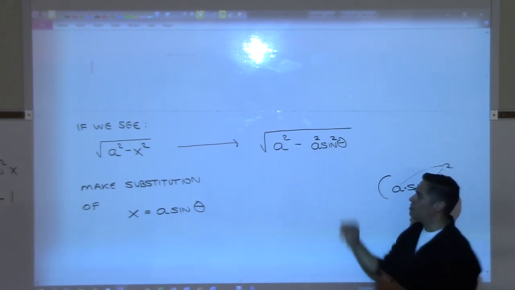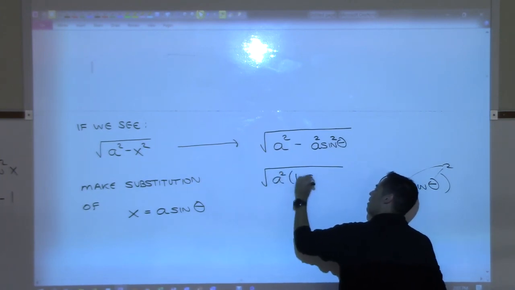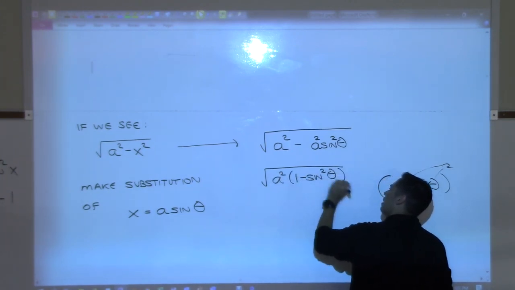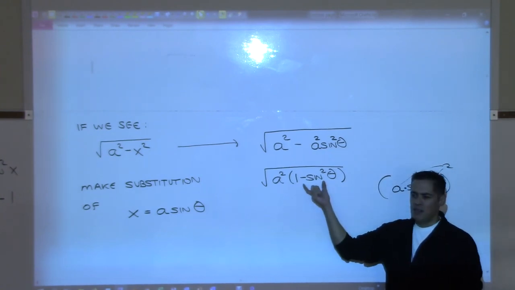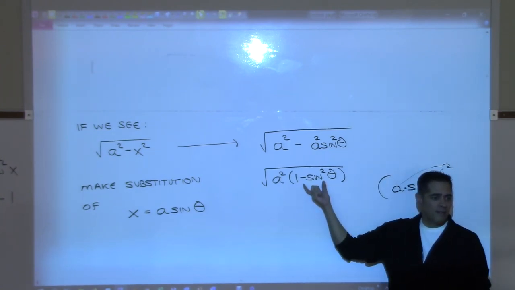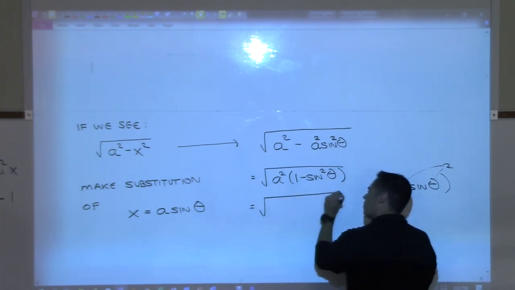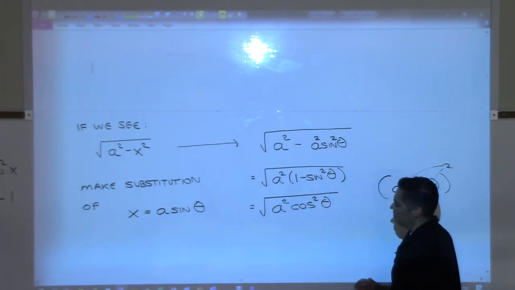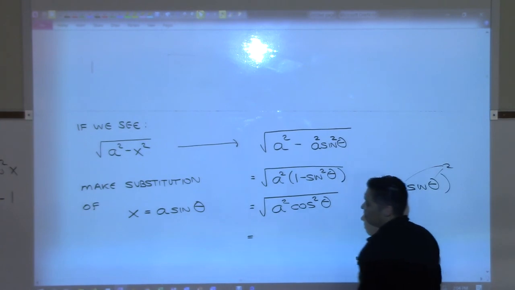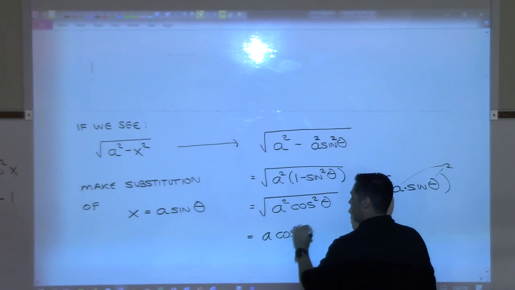A squared. So you can pull an a squared out underneath the root. What are you left with when you factor out the a squared? 1 minus sine squared theta. Does that look familiar? 1 minus sine squared theta is a Pythagorean identity. That's cosine squared theta. So that must be square root of a squared cosine squared theta. And what does that equal to? Well, a cosine theta.